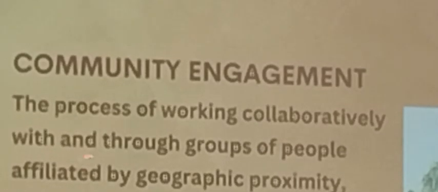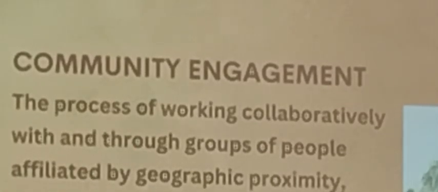So this is the definition. Community engagement: the process of working collaboratively with and through groups of people affiliated by geographic proximity, special interest, or similar situations to address issues affecting the well-being of the people. So, as I said, communities can be the surrounding community, or communities can be anything, as you can see from here. So it says with and through.